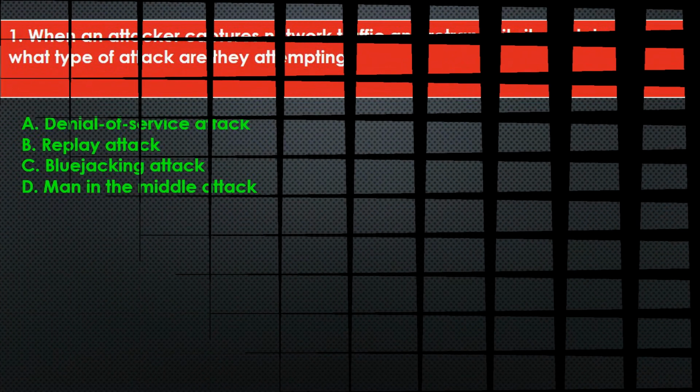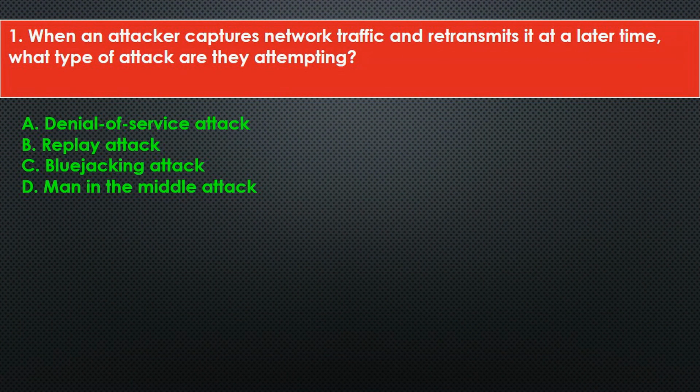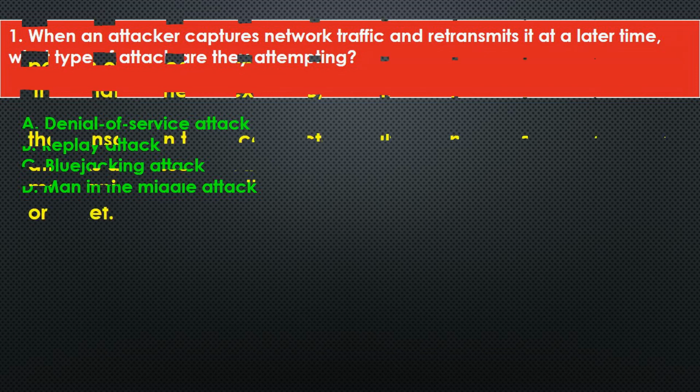1. When an attacker captures network traffic and retransmits it at a later time, what type of attack are they attempting? A. Denial of service attack. B. Replay attack. C. Bluejacking attack. D. Man-in-the-middle attack. Answer: B.